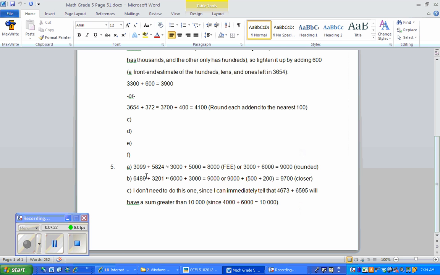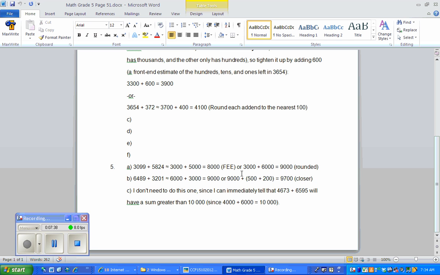Here's how I did it. I took the first addend and front-end estimated to 3,000, and the second one and front-end estimated to 5,000. 3,000 plus 5,000 is 8,000, and I've written FEE to show that that's a front-end estimate.